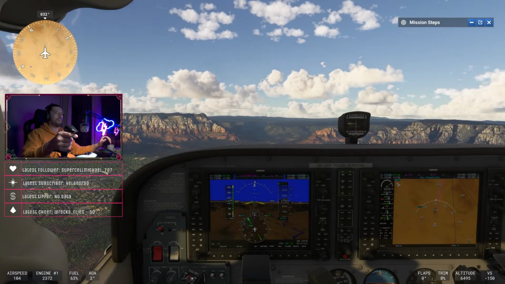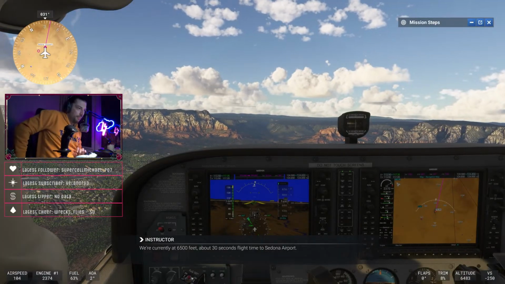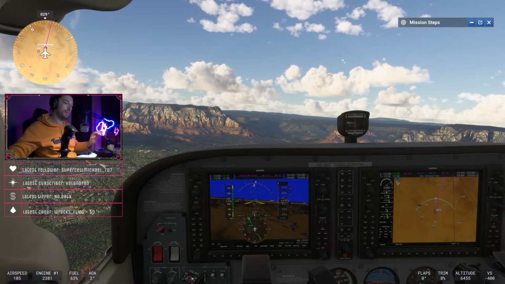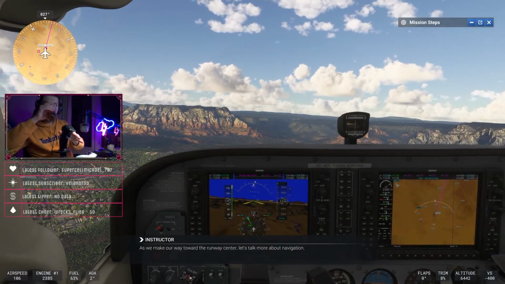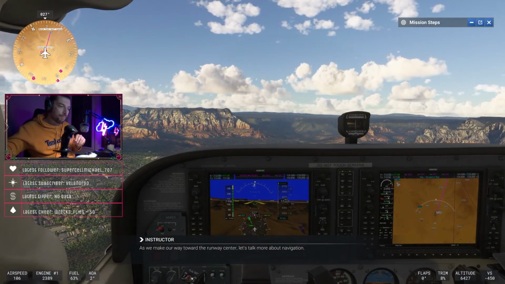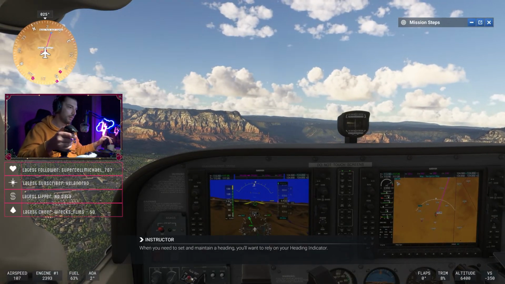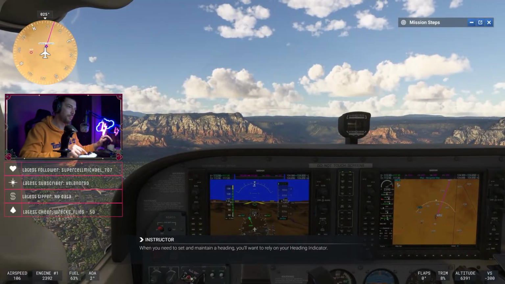We're currently at 6,500 feet, about 30 seconds flight time to Sedona Airport. As we make our way toward the runway center, let's talk more about navigation. When you need to set and maintain a heading, you'll want to rely on your heading indicator.